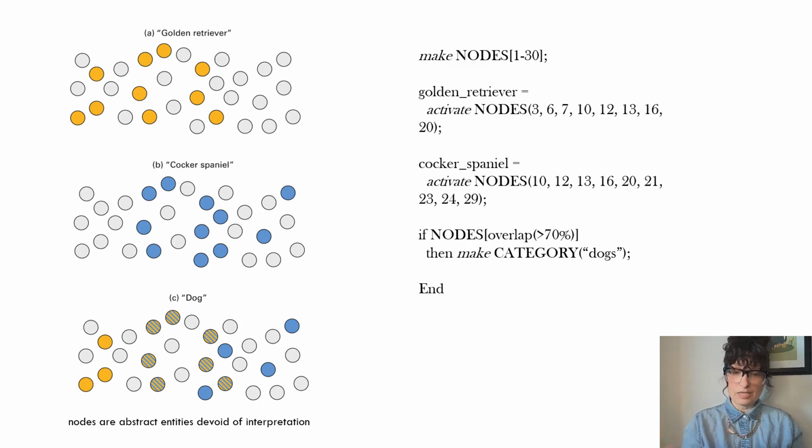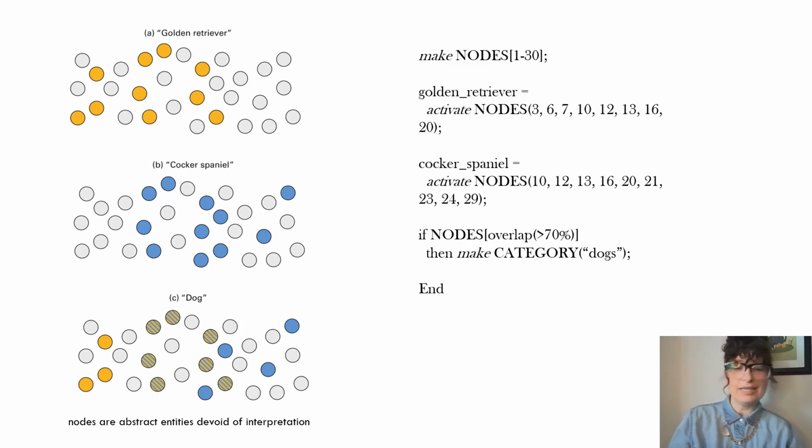They're abstract entities devoid of interpretation. The way that the literal computer program might look is something like this. You would tell the computer program to make these 30 abstract nodes. You would define what a golden retriever is. So what's the pattern of activation for a golden retriever? You could define what the activation is for a cocker spaniel. And then you could create this rule that if there's overlap, you need to make a category. And here I'm presupposing what that category name is: dogs.